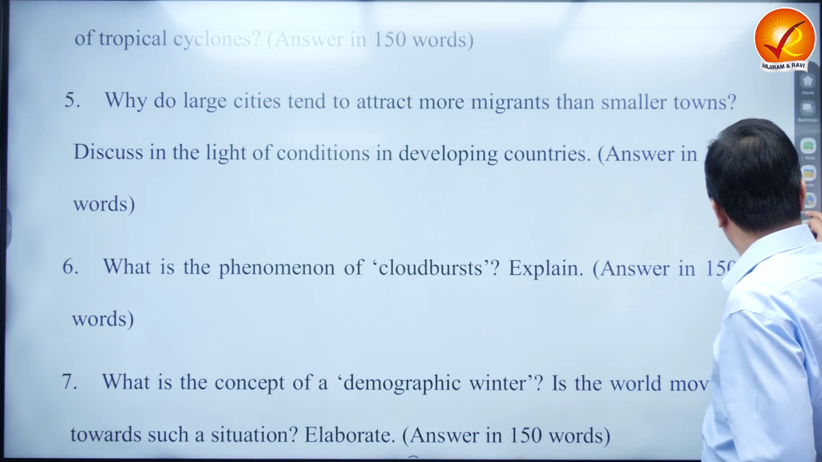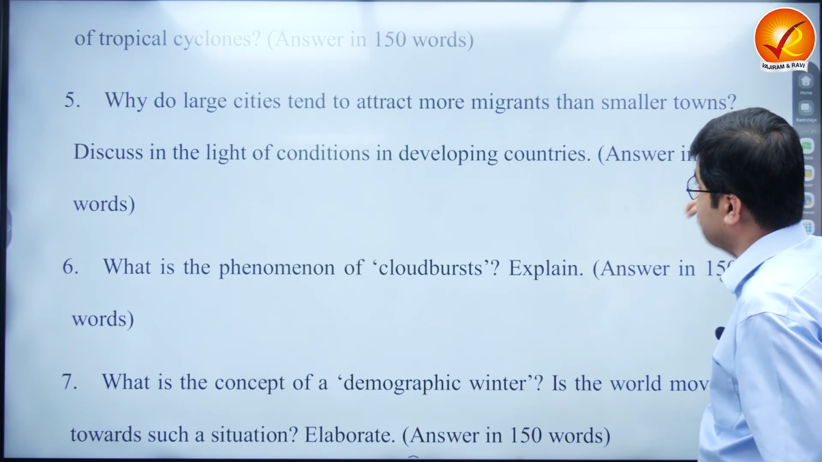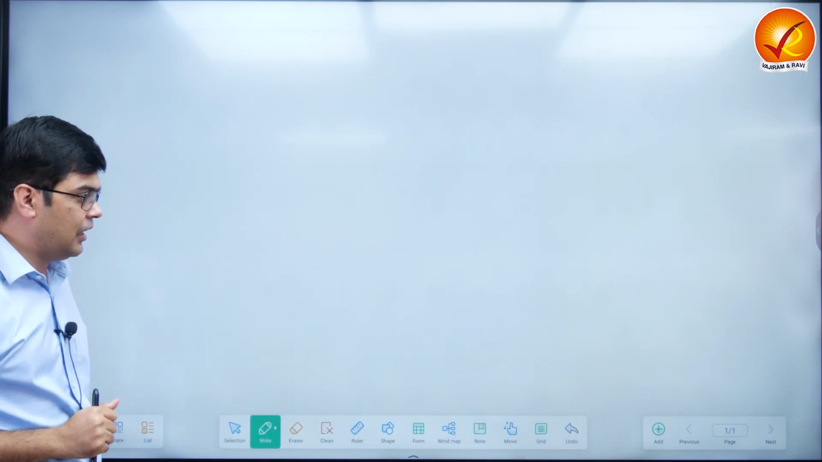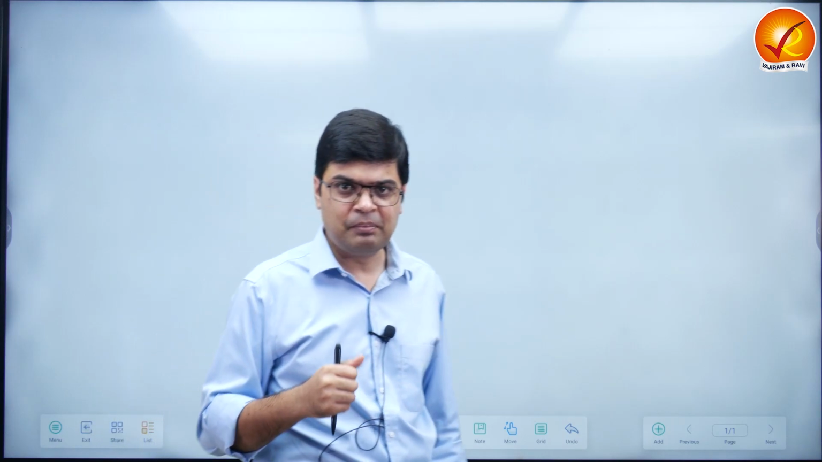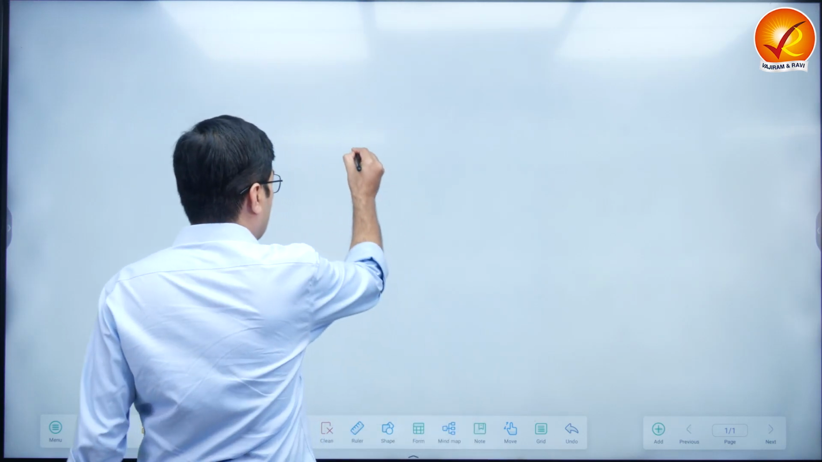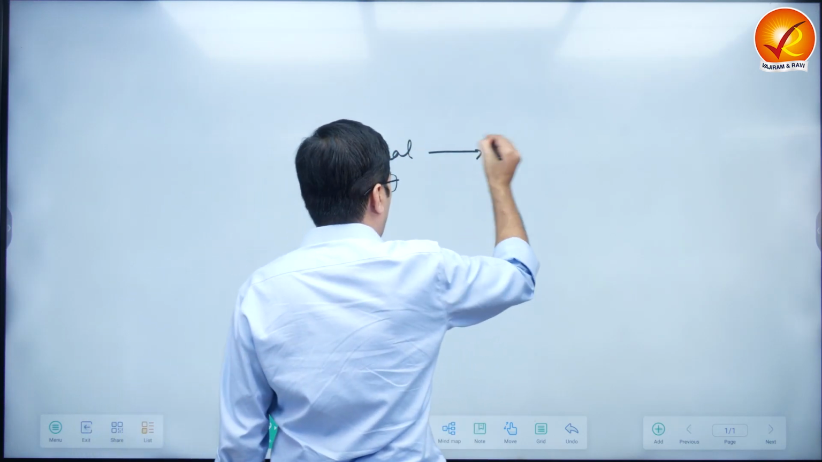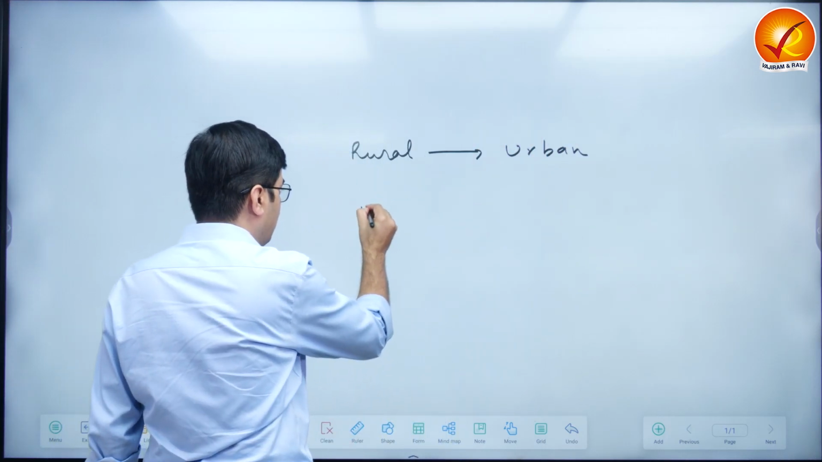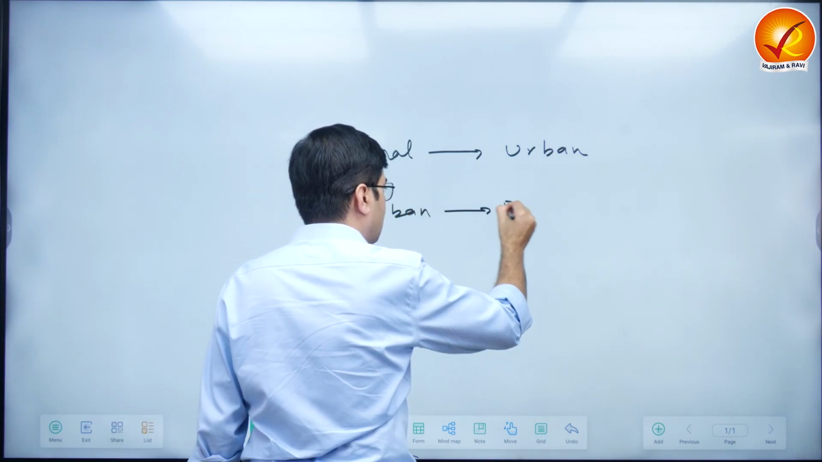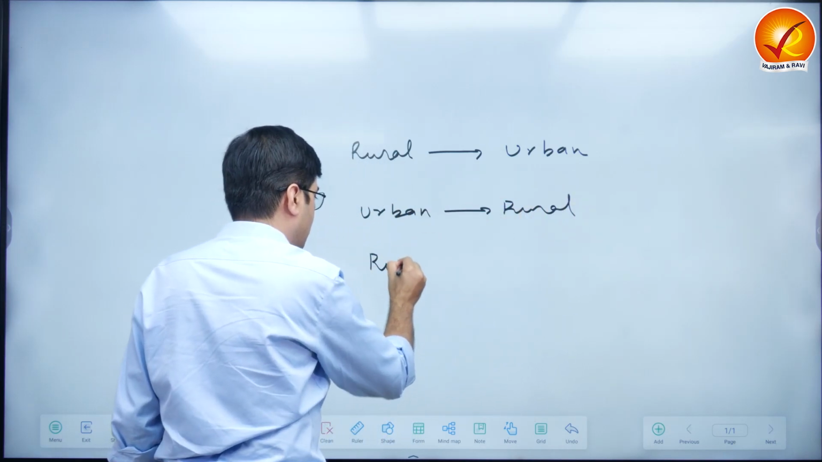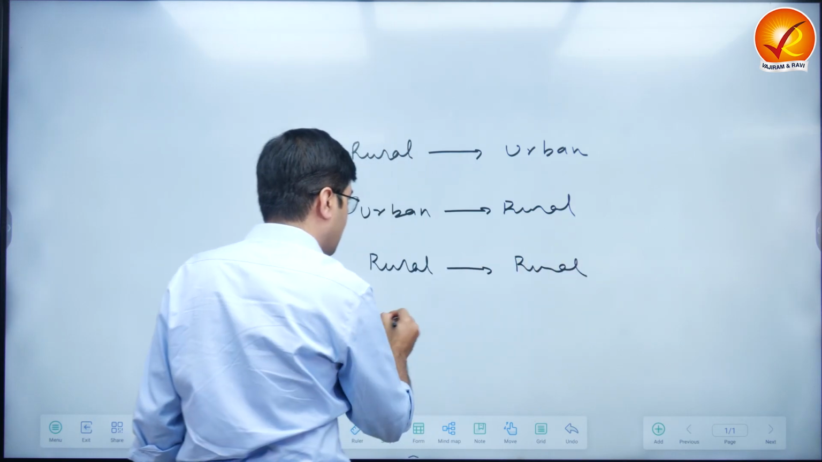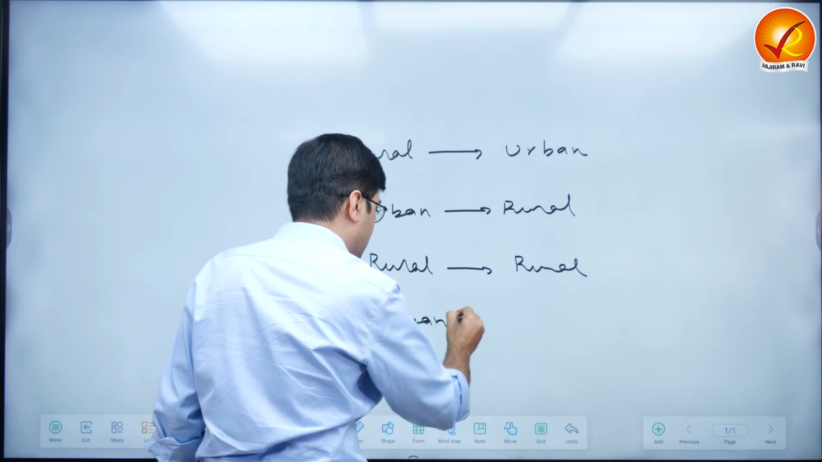Now, looking at the question, listen, whenever migration takes place, migration can be from rural areas to rural areas. Migration can be from rural to urban areas. Take it. Migration can be from urban to rural areas as well. Or it can be from urban to urban areas as well.